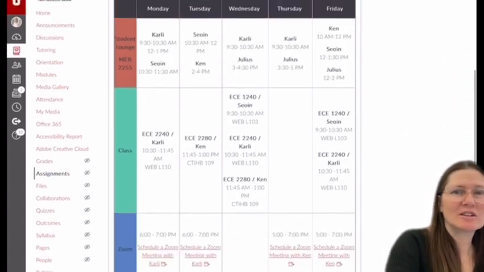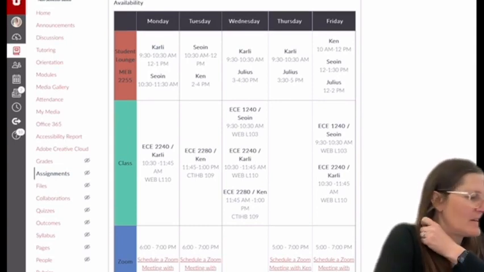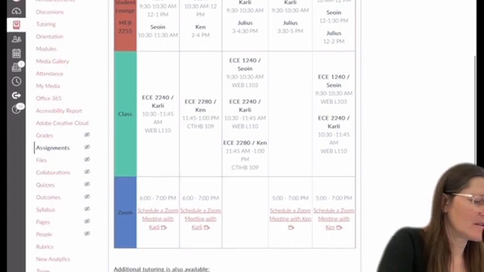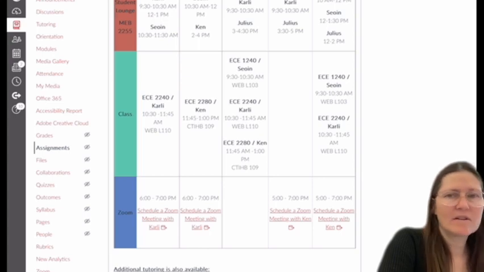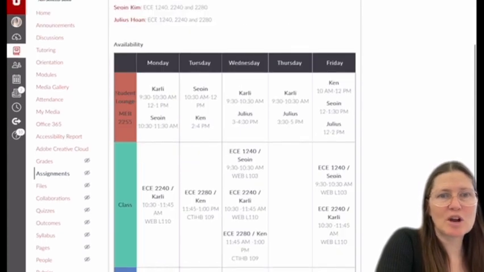The red ones are times that people will be in that area, and the green ones are times that they are in the class. So like I'm in this class every time we have class. And then the ones along the bottom are Zoom meetings, just in the evenings. So the Zoom ones you'll want to schedule. The other ones you can just drop in.